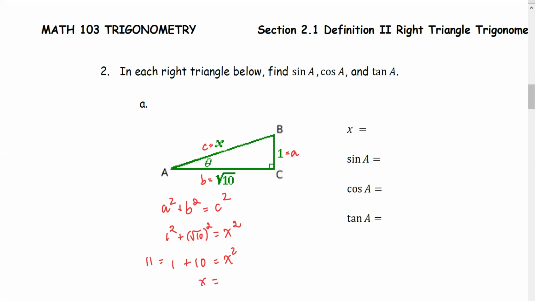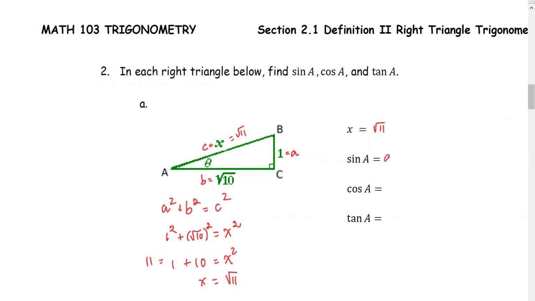For this case, this is the right triangle diagram. The side length must be positive, so x equals square root of 11. And then use the definitions to form the sine of A, cosine of A, and the tangent of A.